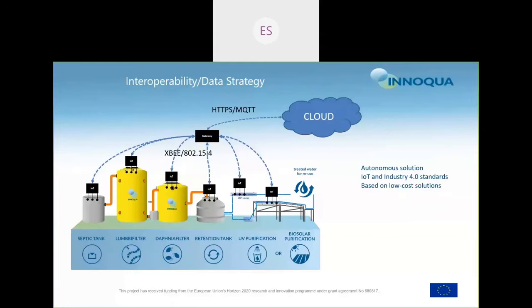For example, to generate alerts if you are arriving at some temperatures because you can kill the living organisms, or to take decisions to switch on or switch off the different pumps to move the water through the system. Moreover, it's important to remark that the solution is completely autonomous and persists all the data in the gateway. The cloud is not essential, but we have the possibility to also send the information to the cloud in order to perform remote monitoring of the system.